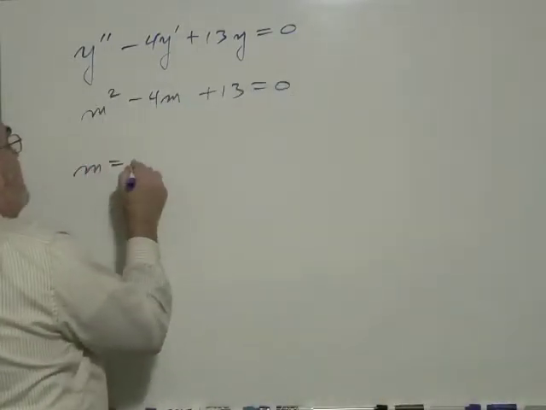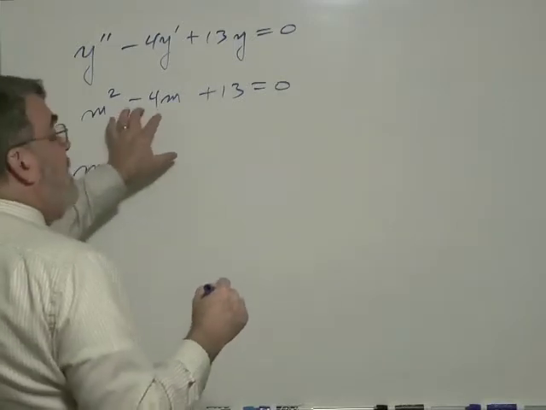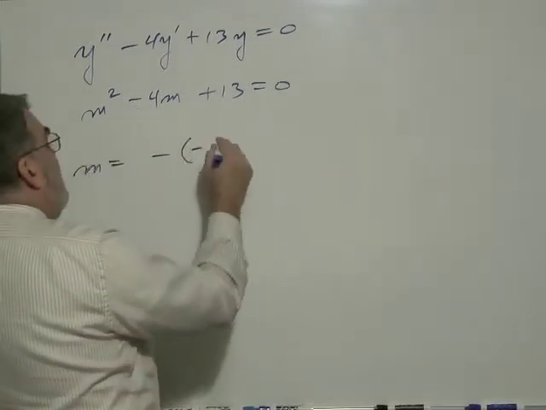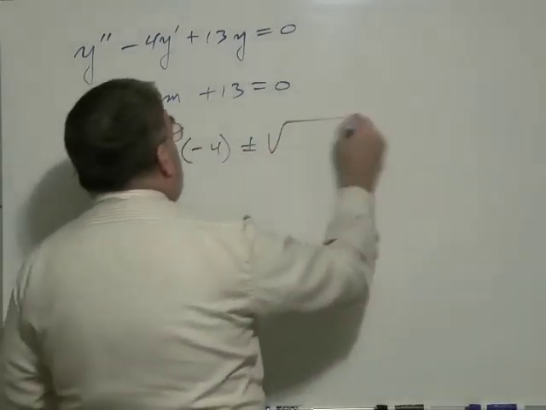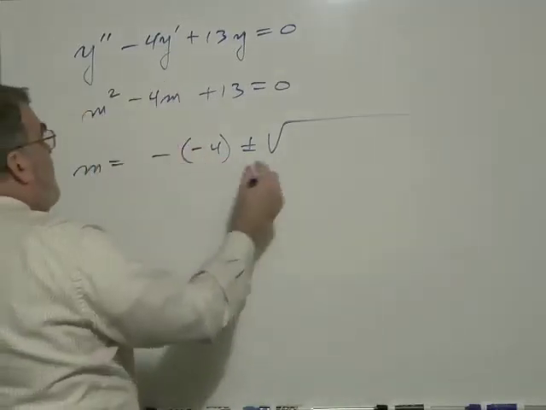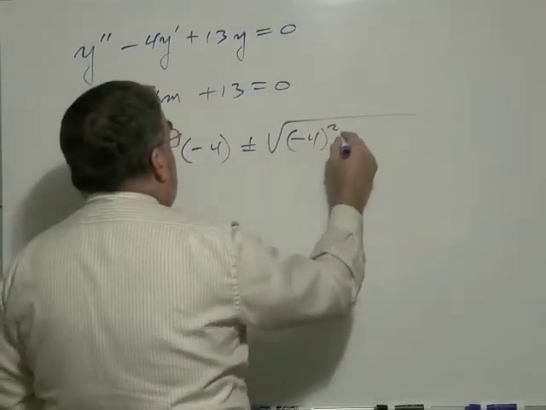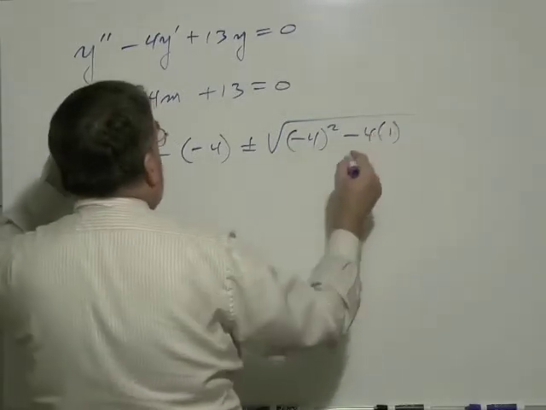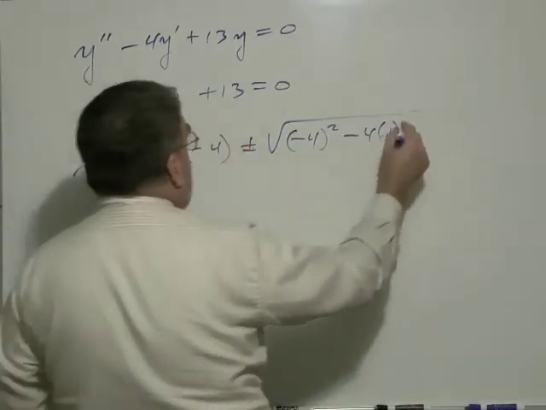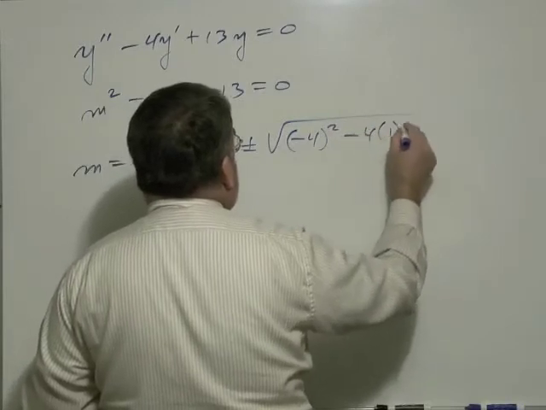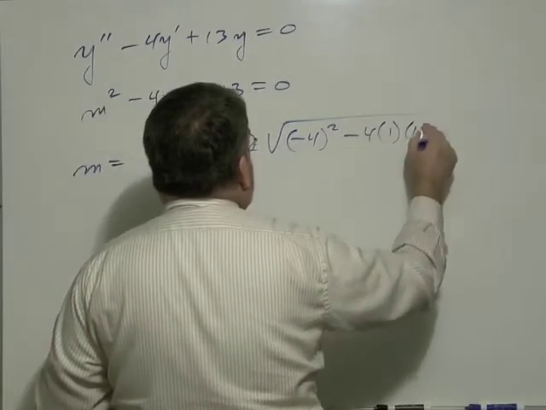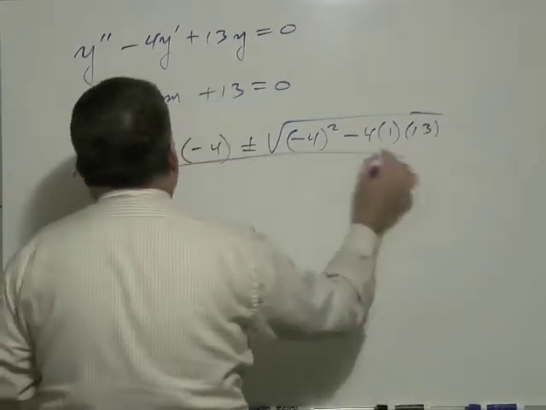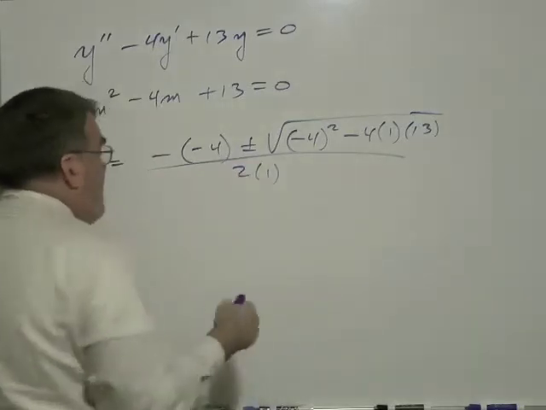Then m would be minus b. b is negative 4, so it's minus negative 4 plus or minus the square root of b squared, which is negative 4 squared, minus 4ac, minus 4 times 1 times 13, all divided by 2 times a, so that's 2 times 1.